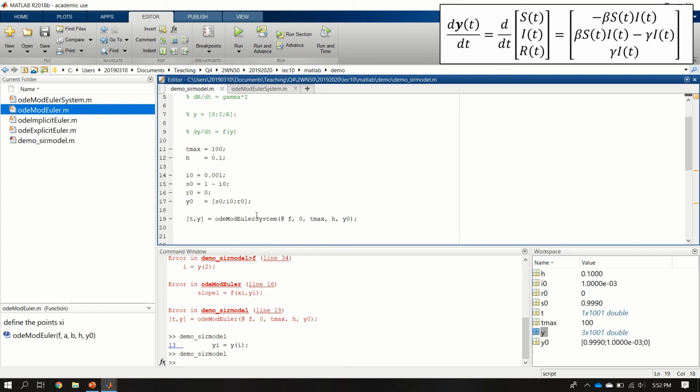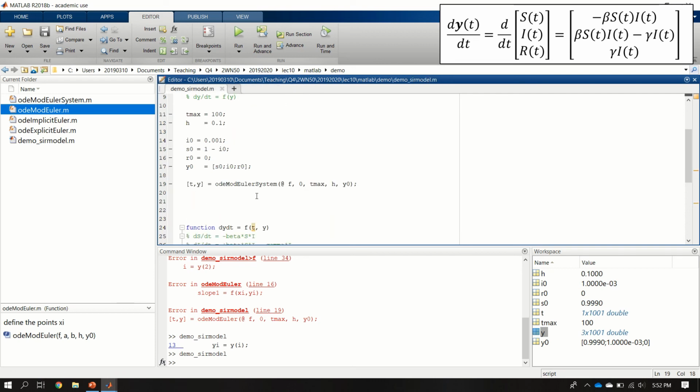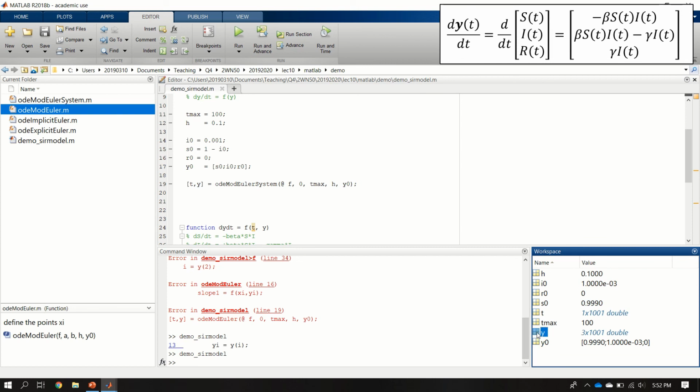Okay, so we see that by doing this very simple change to the time integrator, to this ODE mod Euler system, we now have a solution y that comes out of this, which is three-dimensional, so it holds the susceptibles, the infected, and the recovered, and in time it has 1001 time points.